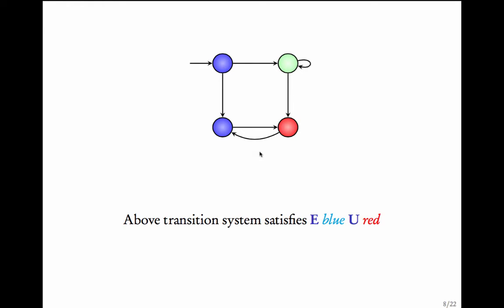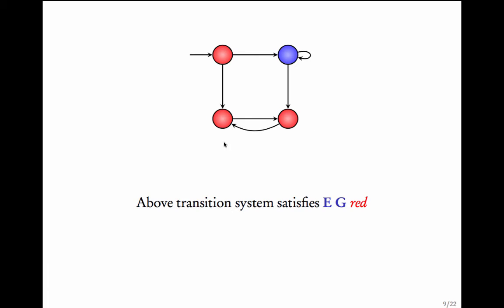Let's look at this transition system. Look at this path. There exists a path where blue until red is true. So try to imagine the computation tree of this transition system. This will be the root. These two will be the children at the first level, and then this will be a child of this. This will again be a child of this. This will also be a child. So if you look at the tree, starting from the root, you will see that there exists a path where blue until red is true. So we say that the initial state of the transition system satisfies E blue until red. Hence, the transition system in itself satisfies E blue until red.